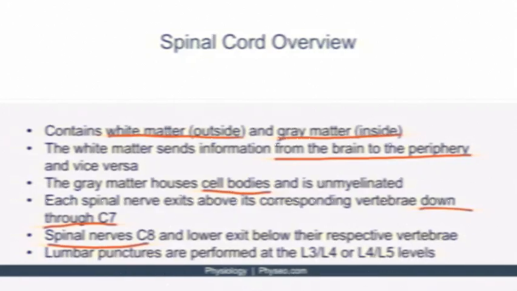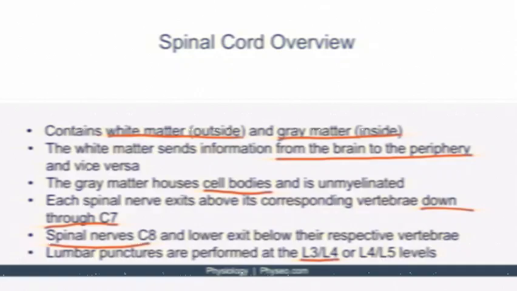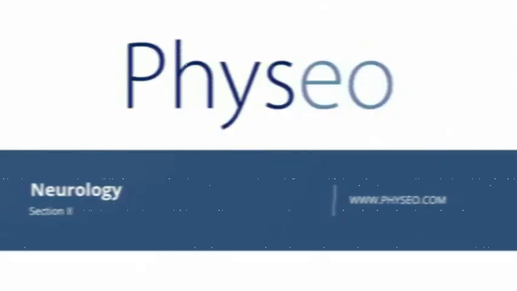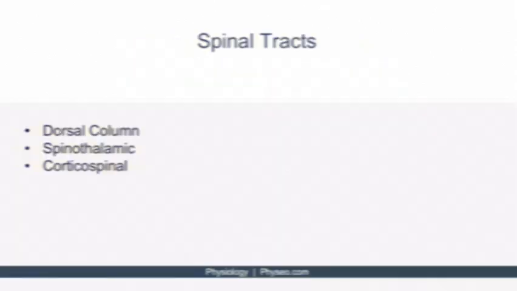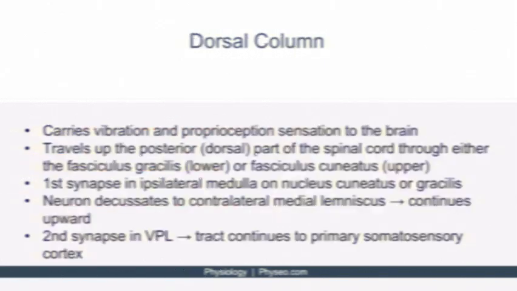And also remember that lumbar punctures are performed at the L3, L4 vertebral level or the L4. We will discuss each spinal tract. So let's get started. So the spinal tracts include the dorsal column, the spinothalamic tract, and the corticospinal tract. And oftentimes the dorsal column is referred to as the DCML, or the dorsal column medial lemniscus pathway. So let's first start with the dorsal column.